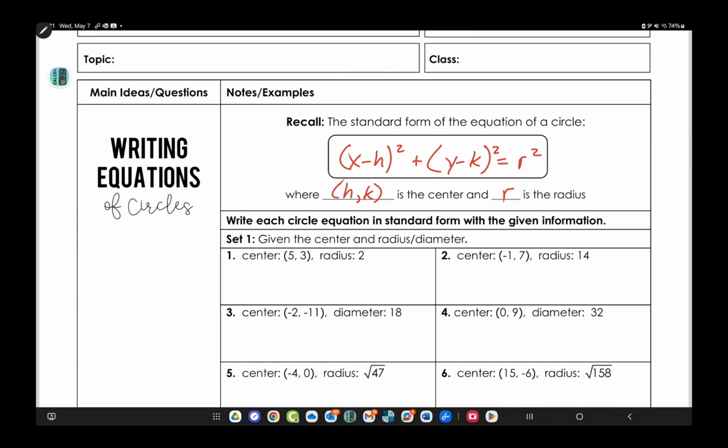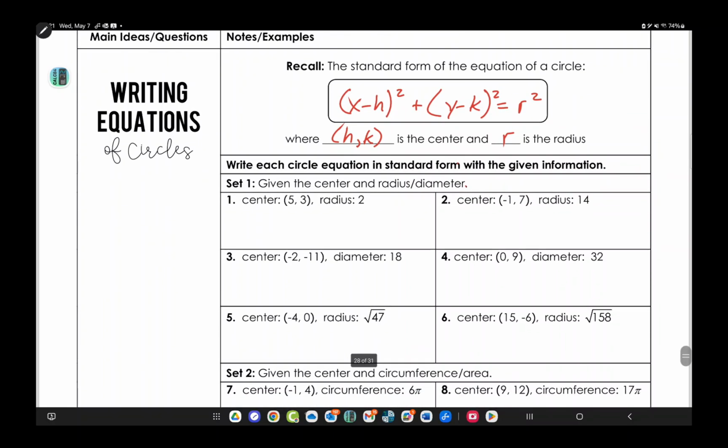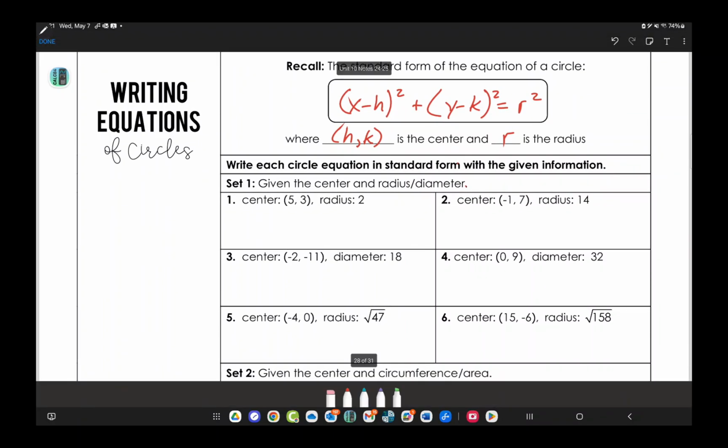Alright, so we are going to do more about equations of circles. In this case, instead of being given the equation, we are going to create the equation with the given information. It starts out again, like every lesson, real nice and easy. If I know the center and the radius, I can write the equation.